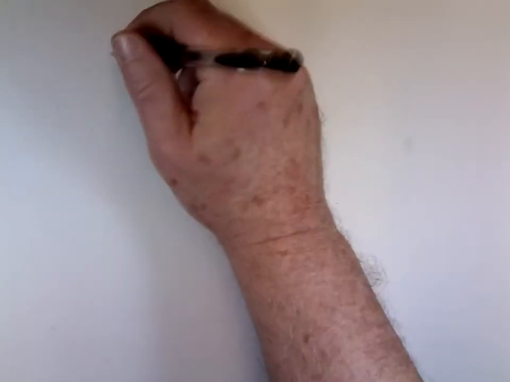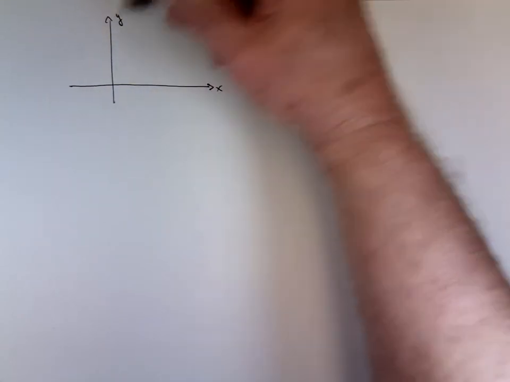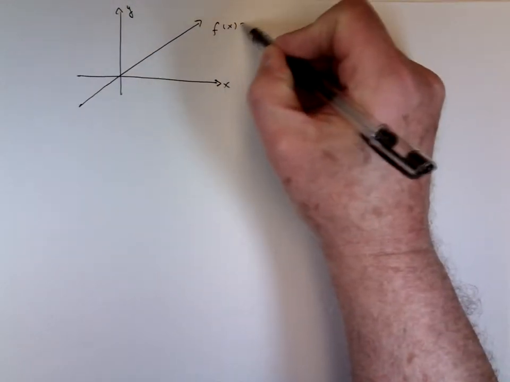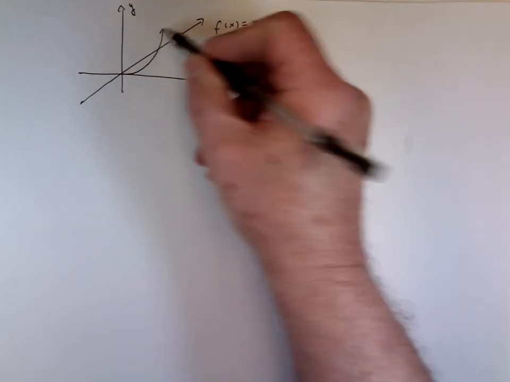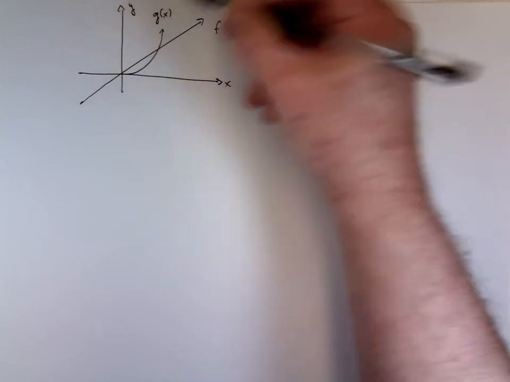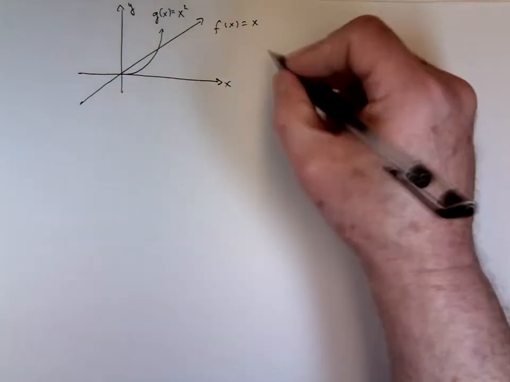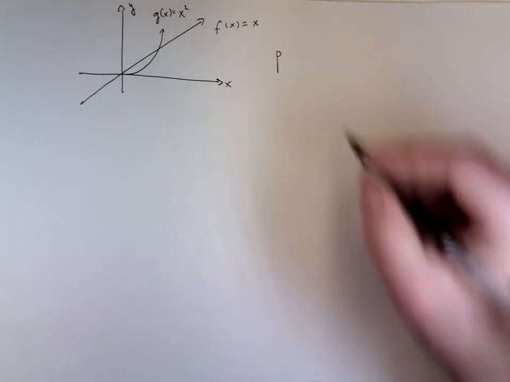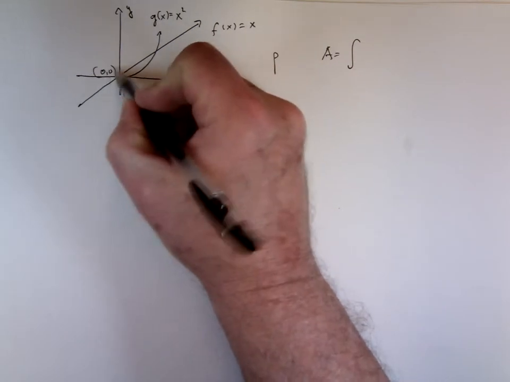So, 1 through 5. You're given a lamina bounded by the functions f of x equals x and g of x equals x squared. Density function rho, constant density, okay? We want to find the area of the lamina. The area of the lamina is the integral. Now, the intersection points are (0, 0) and (1, 1).